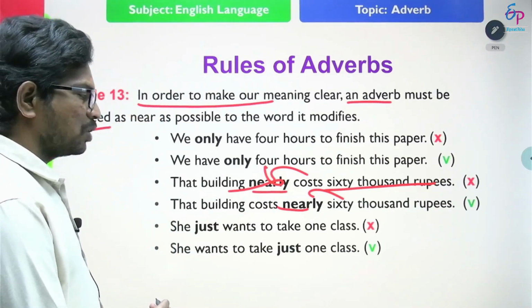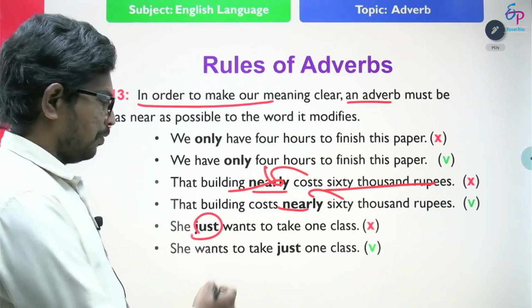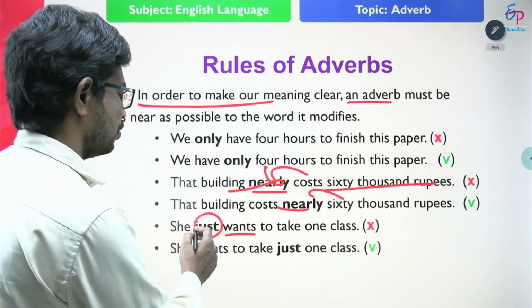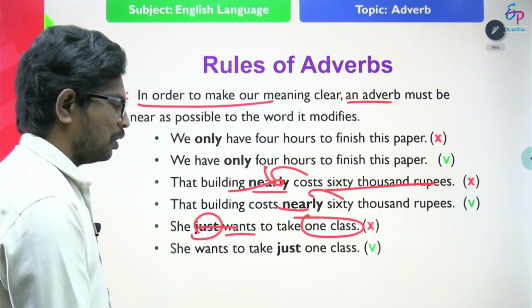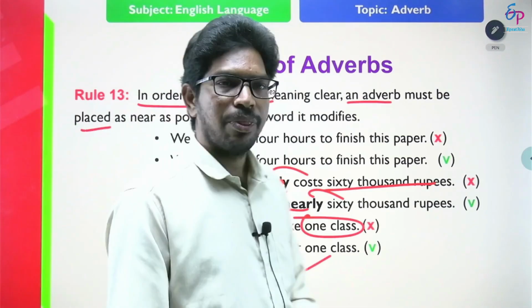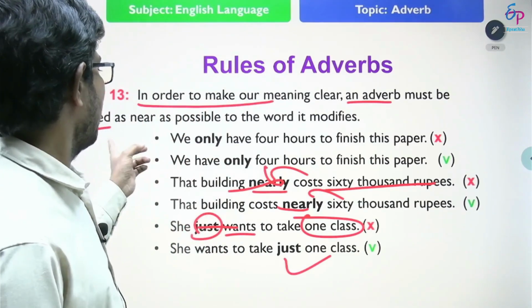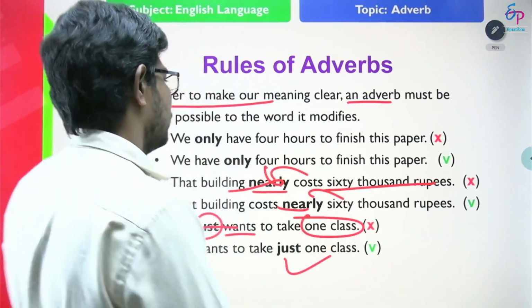"She just wants to take one class." Here just is placed before "wants." "She just wants to take one class" is wrong. Here we are focusing on one class. So the correct sentence is "She wants to take just one class." So what is the rule? In order to make our meaning clear, an adverb must be placed as near as possible to the word that it modifies. So see the next rule.